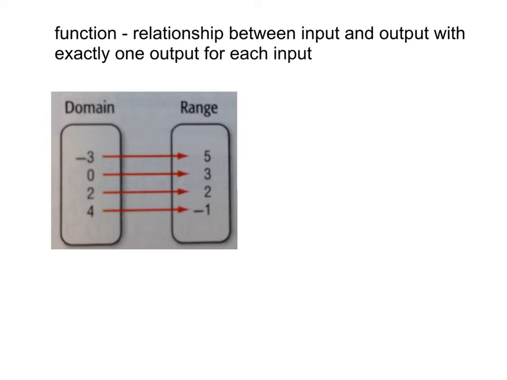Let's change this up and say that -3, ooh, that's a terrible looking arrow. Let me try that again. Let's say that -3 also has an arrow going to the -1. That changes this relationship to be not a function.